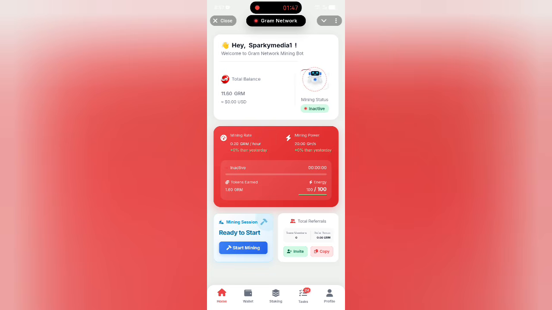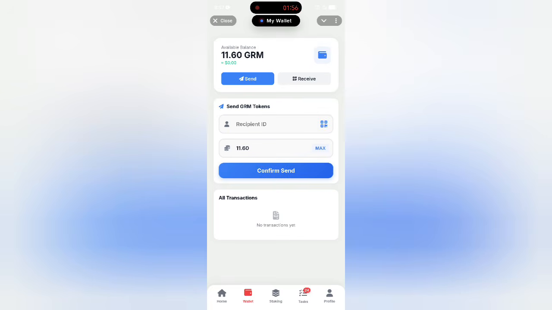Okay, so talking about the Gram network withdrawal, how can you withdraw from Gram network? All right, when you take a look at the option of wallet, you click on wallet. The only option you can see here is send and receive. There is no option like withdraw. Now, why is there no option like withdraw? There is no option like withdraw because this project is currently in their mining phase. What that simply means is that you can only mine and accumulate the token and still choose to send it to other users using the send and receive option, or still buy from other users.